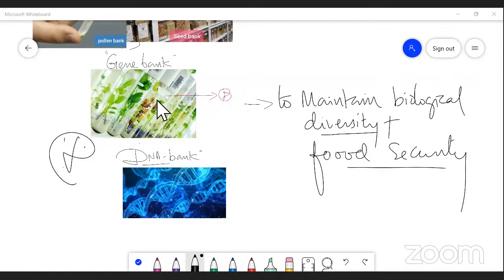Dear students, what do you understand about gene bank and DNA bank? First of all, what do you understand about gene bank? My dear students, could you share about gene bank and DNA bank? What is the use of gene bank? Students, am I audible?